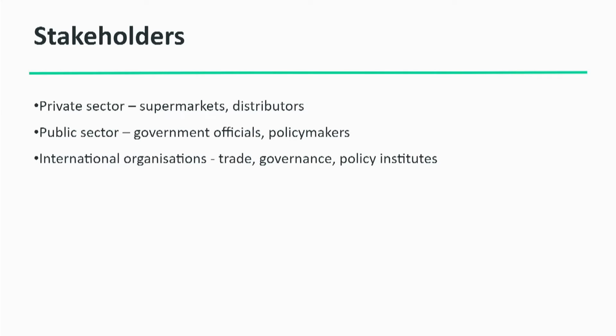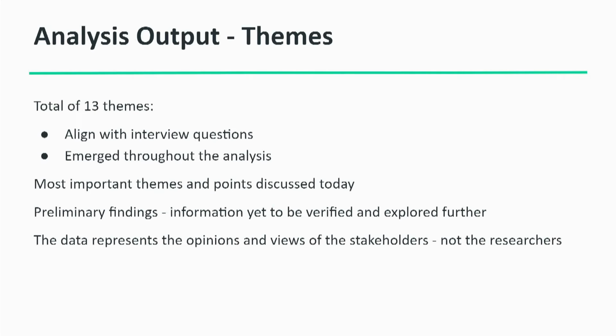So the stakeholders that we talked to came from a variety of sectors. From the private sector, we had supermarkets and distributors. The public sector, we had government officials and policymakers, and then international organizations from trade, governance, and policy institutes. Okay, so the analysis output, as I mentioned before, were these themes, these categories. We had a total of 13 themes, most of which aligned with the interview questions that we asked the stakeholders, but some of them emerged throughout the analysis.